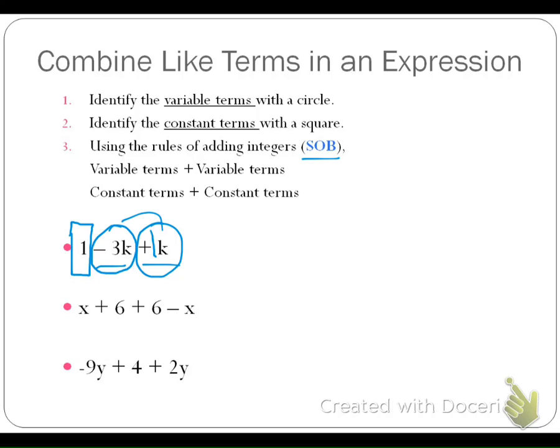Alright, let's use our rules of adding integers to combine negative 3 and positive 1. Negative 3 and positive 1 are opposite signs, so we have to subtract, because it's same signs add, opposite signs subtract, and bigger sign wins. So we should get 3 minus 1 is 2, and the bigger sign is negative, so it's a negative 2, and our variable stays the same. Combining like terms is like a family. You can only combine them if they have the same last name, in this case the last name of k, and when you combine them, it's like the parents of negative 3 and positive 1, their child is negative 2.